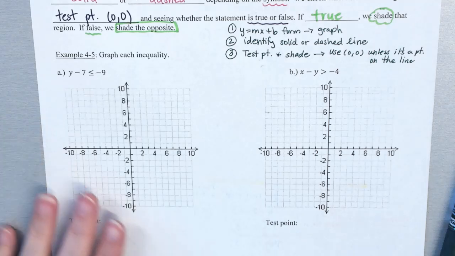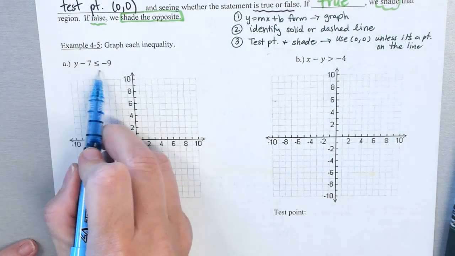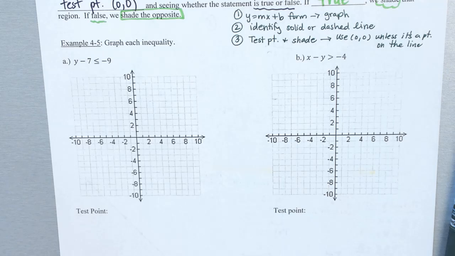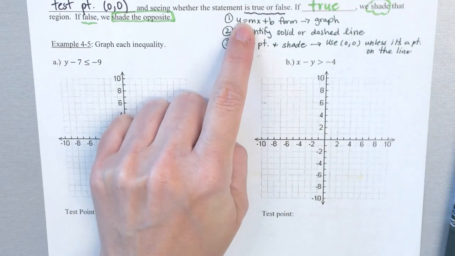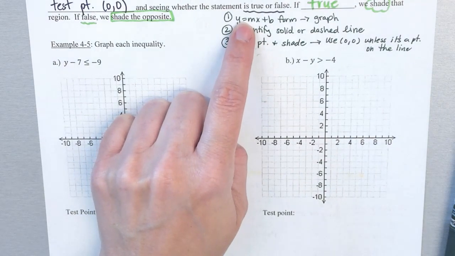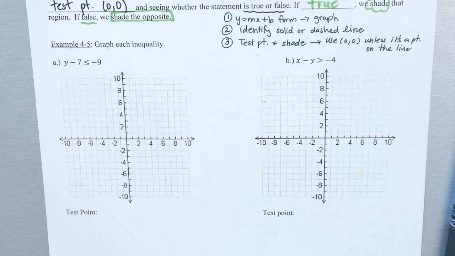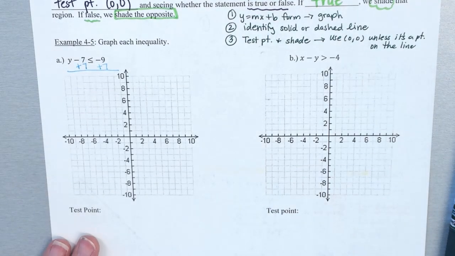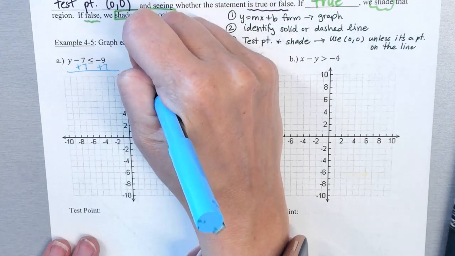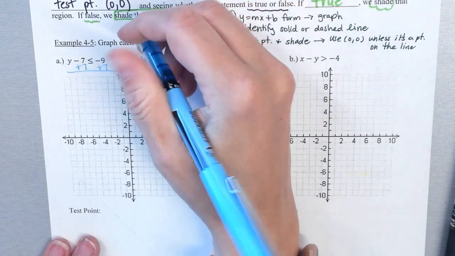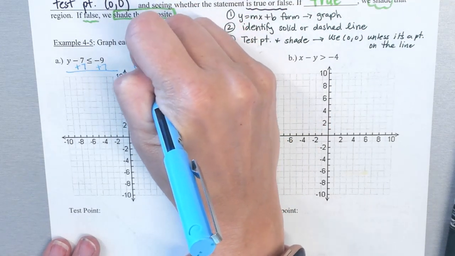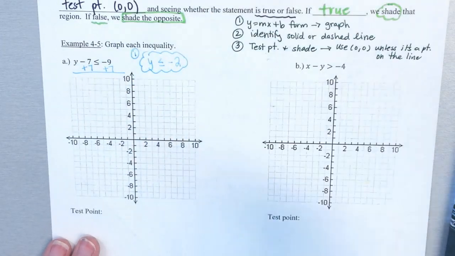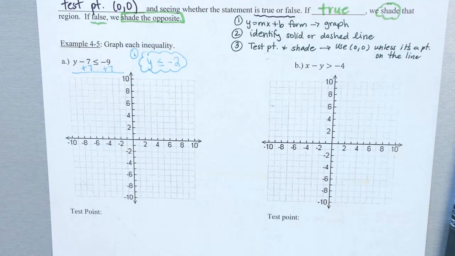Okay, and then you wouldn't be able to use that. All right, so this is graph each inequality, and you have y minus 7 is less than or equal to negative 9. So if I want that in the form y equals mx plus b, and really we said it equals, but it's going to be an inequality symbol, okay? So we're going to move over that negative 7, and then because these are like terms, we can add them together. Okay, so this is going to be y is less than or equal to negative 2, and this is what we're going to graph. Okay, so we want it in that form. And then, like I said, we can use what we did for example 3.